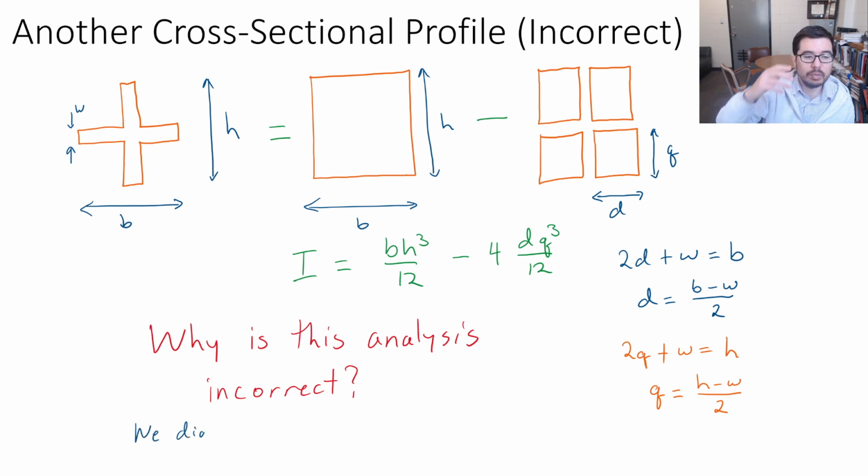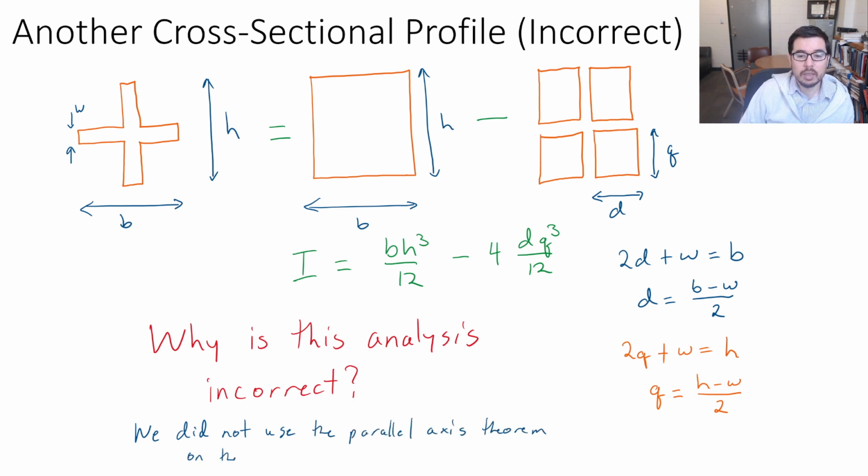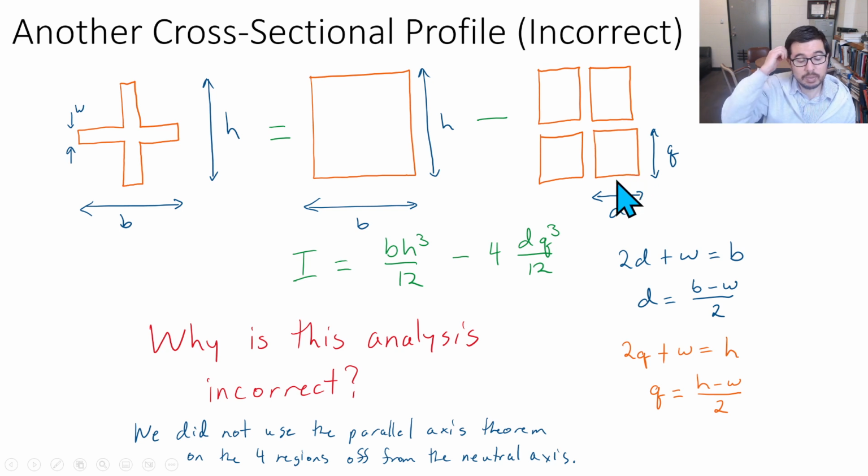And like we're saying, we would have to appropriately use the parallel axis theorem on the 4 regions to account for the fact that they're off from the neutral axis. It's not that hard. It's a little bit painful because it's like a W over 2 plus a Q over 2, and then I had to figure out what the area is. So it's not so bad, but I didn't do it, so it's incorrect.